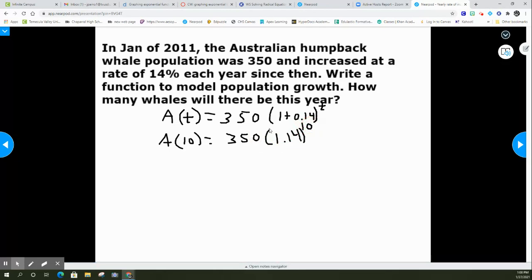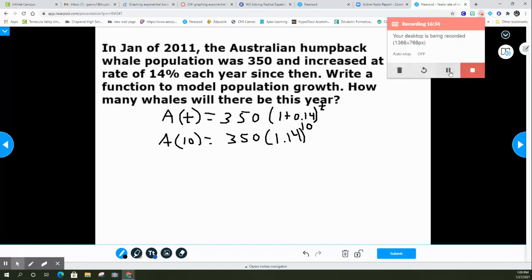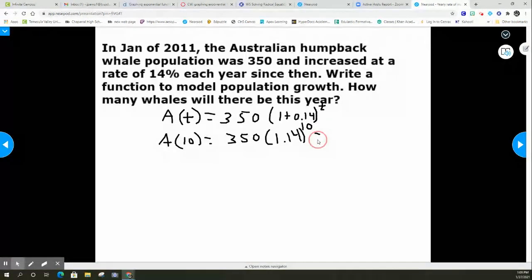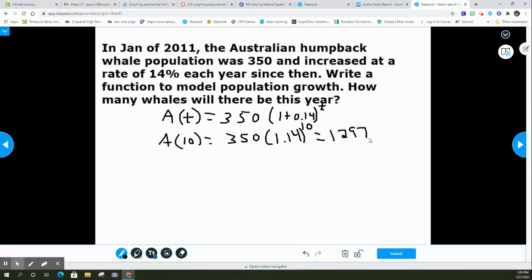And again, I haven't mentioned it yet, but obviously we're following order of operations here, right? We do exponents first and then multiply by 350. So let's pause and type that into our calculator. If I type that in my calculator, I'm going to get 1,297.53.